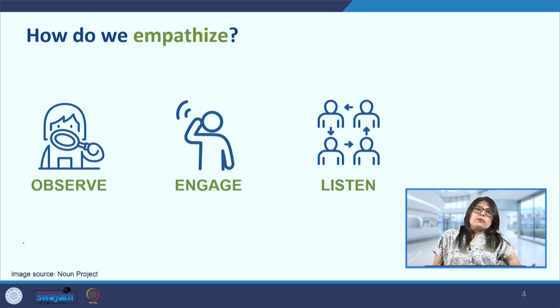So at the same time, we also have to see their body language, what they are feeling, their emotions, the way they're communicating the problem with us. And also when we are observing them, we have to ask ourselves and make notes on what they are doing or why they are doing that.